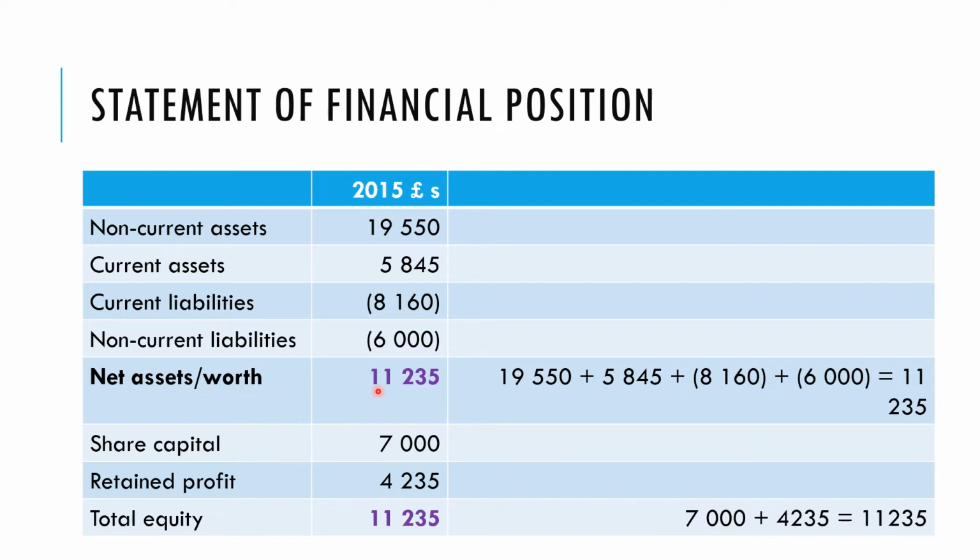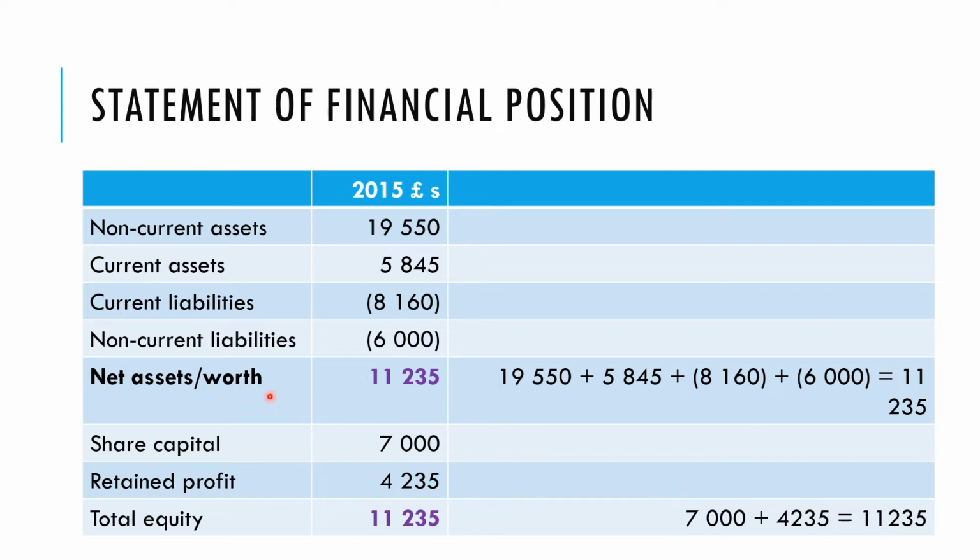So if we take all the assets and subtract all the liabilities, we get what's known as net assets or net worth. So in this example, the business is worth £11,235. That's what they own, subtract what they owe. So the business is worth £11,235. So the shareholders, the owners, they are worth, in terms of the business, £11,235 as well. And you can see that's come from £7,000 they've invested in shares and £4,235 that has been reinvested in the business, re-spent on assets from previous profits.